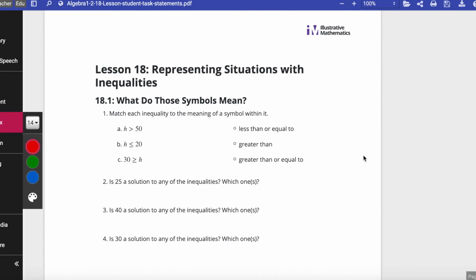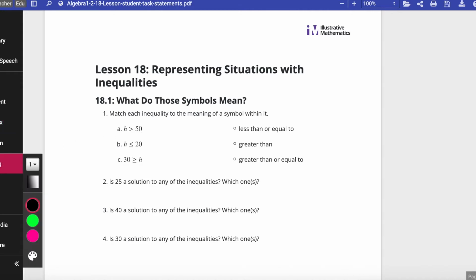Okay, so this is lesson 18, representing situations with inequalities. What do those symbols mean? They want you to match each inequality to the meaning of a symbol within it. So the first one, this would be H is greater than 50. So you could just draw a line to greater than.